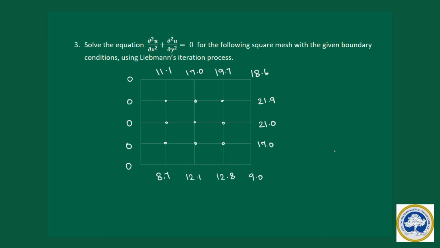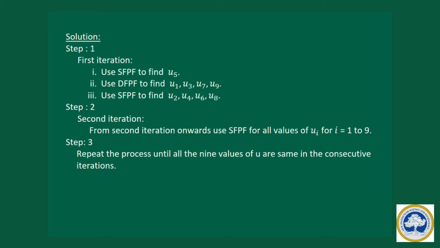If the boundary values are the same, we can apply the symmetric property, so that instead of finding 9 values we can simplify. But here, if you see the boundary values, we can't use the symmetric property because all the boundary values are different, so we have to find all the 9 values separately using the iteration method. We have to follow the following steps to do the calculation.